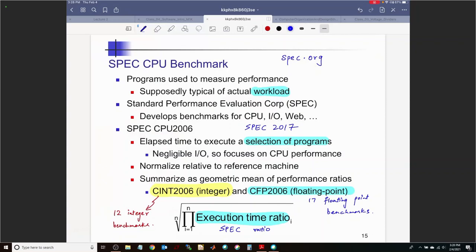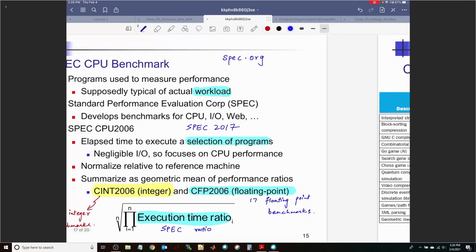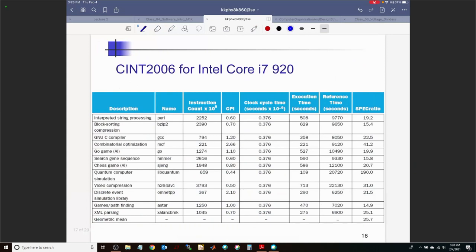So depending on the program, it can fall in one category or the other, right? When you have applications that are using floating point numbers, then you obviously have those floating point benchmarks. But for integer applications that use integers, you have integer benchmarks. Let's take a look at the numbers for the Intel i7 processor.